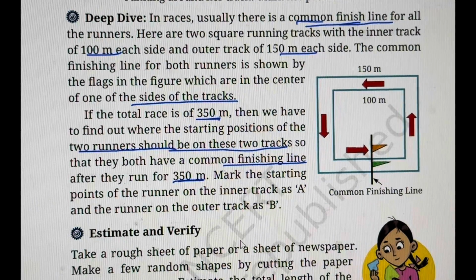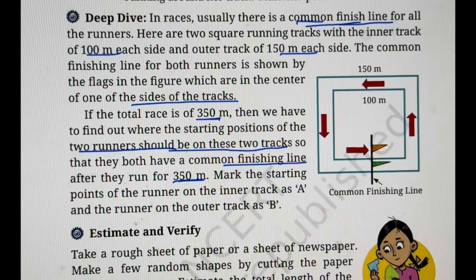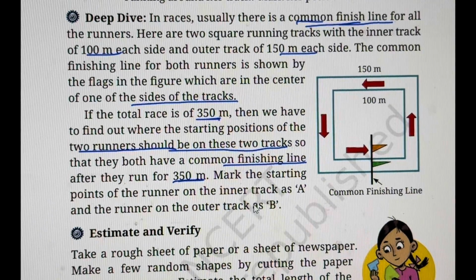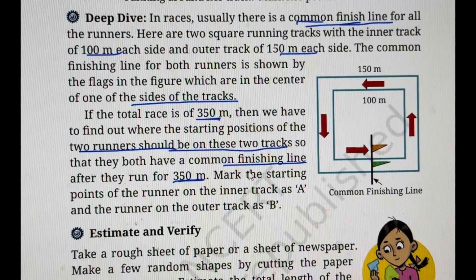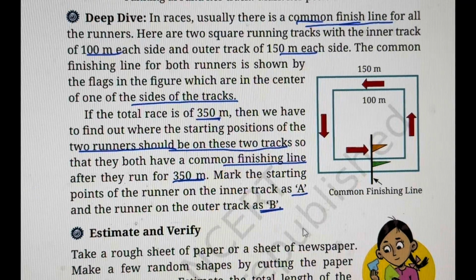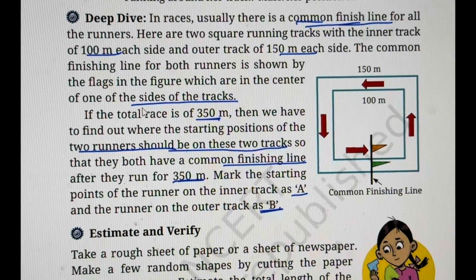So this you would have observed on your sports day, that your teachers make 4 tracks for relay races and all, right? And their starting positions are different. So how do they decide? So next time, if you understand this, you will be able to help your teachers in marking the track. So what are we supposed to do? Mark the starting point of the runner of the inner track as A and the runner on the outer track as B.